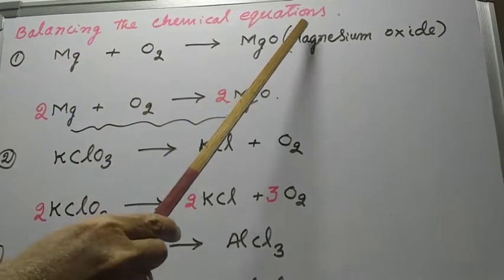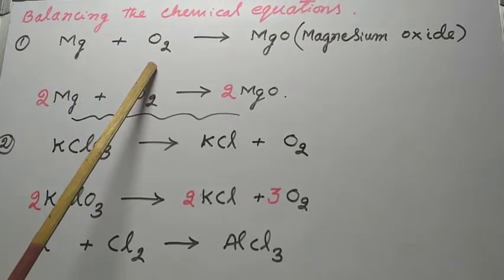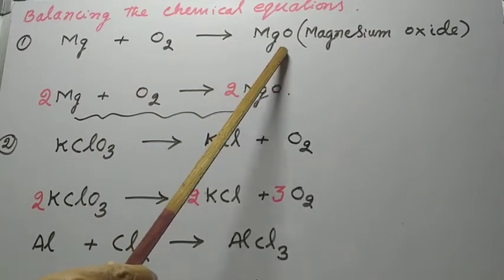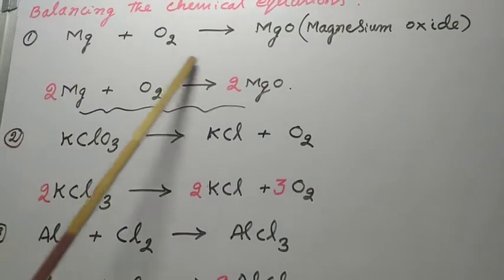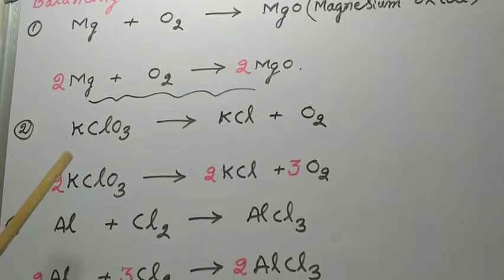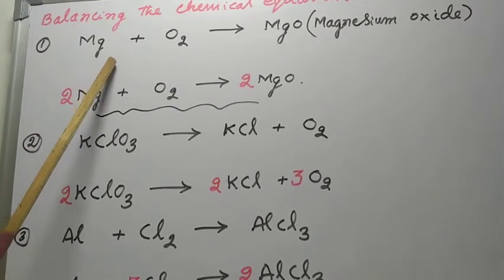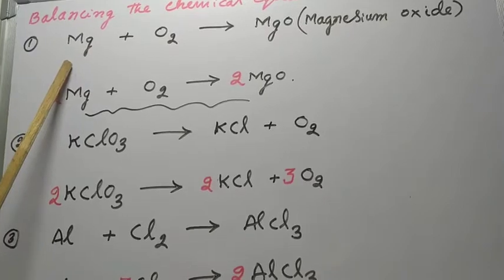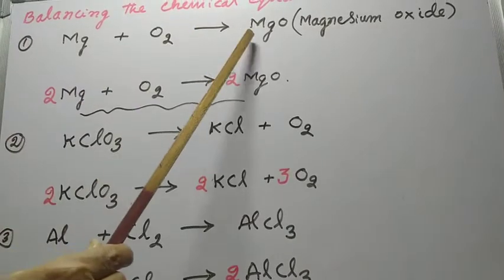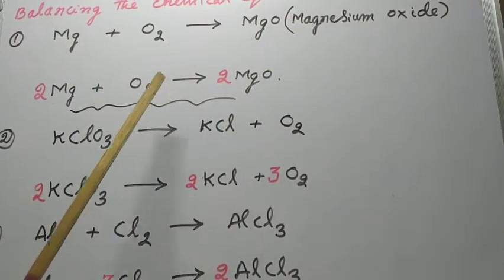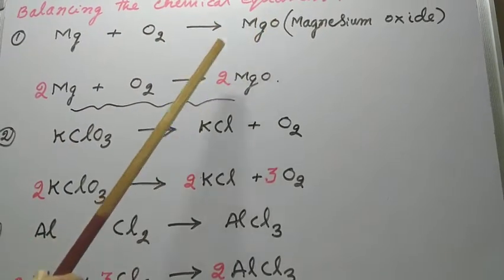Balancing the chemical equations. Magnesium plus oxygen combines to form magnesium oxide, MgO. To balance this chemical equation, count the number of atoms of each element on the left hand side. Magnesium, one atom on the left hand side, right hand side also one atom, it is okay. Oxygen, two atoms on the left hand side, in the right hand side only one atom.